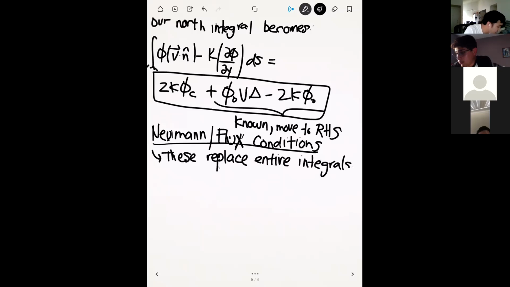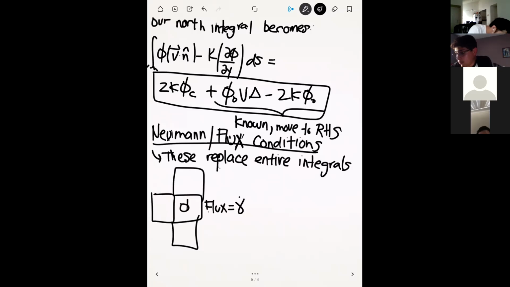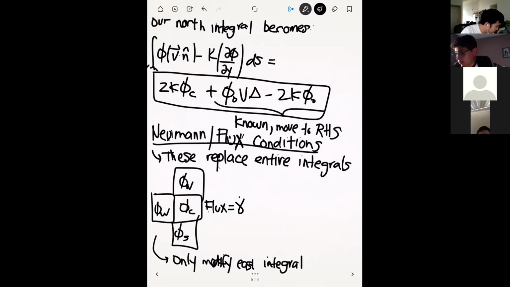So let's take an example where we have a Neumann condition on the east face. For this one, we have phi sub c, and we have neighbors on the west, the south, and the north. And then on the east face, what we have is a flux, and that's going to be equal to gamma. And just like we saw with the Dirichlet condition, since we have neighbors on the south, the west, and the north, all those integrals become unchanged. So the only integral that we're going to modify is the east integral. And so let's write that out here.